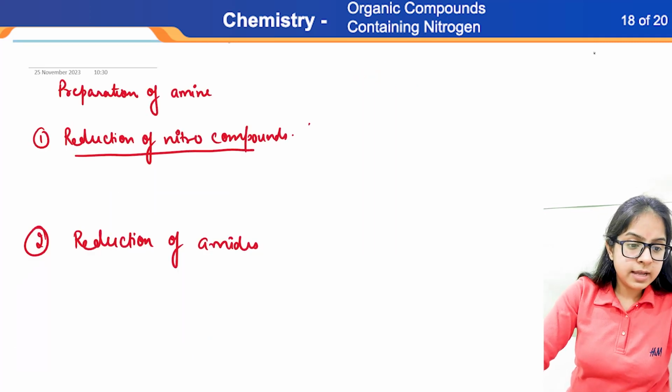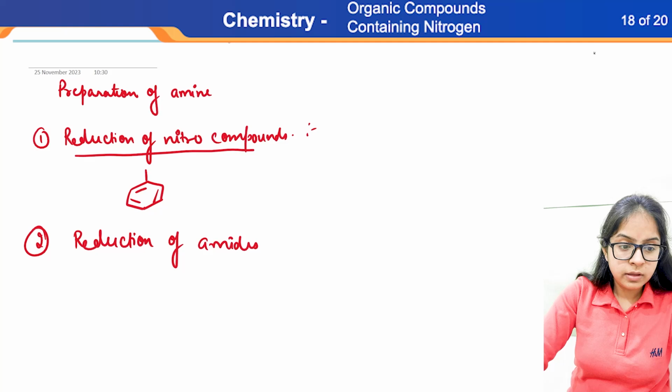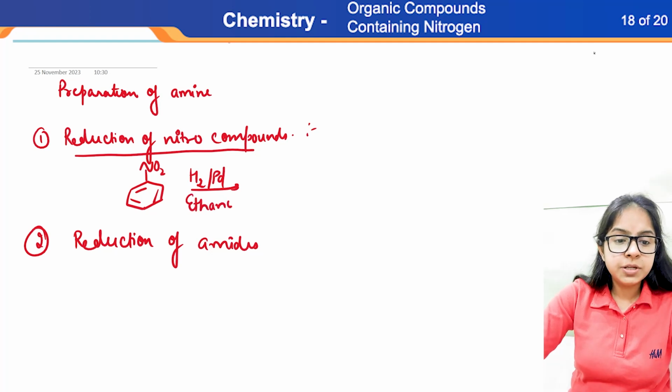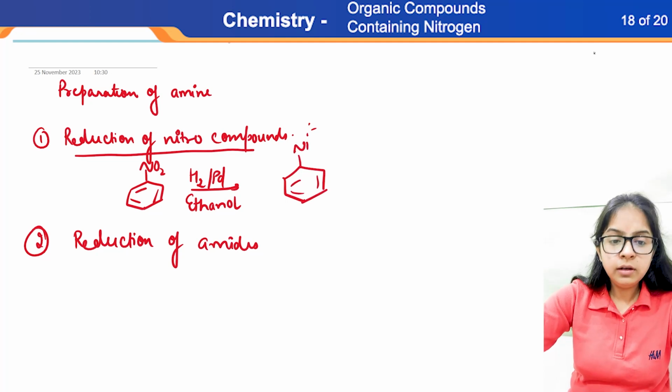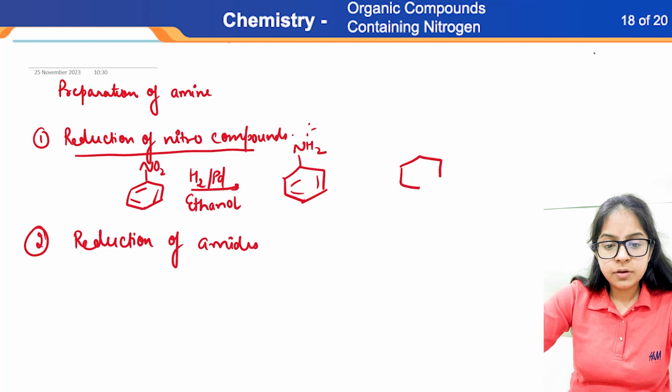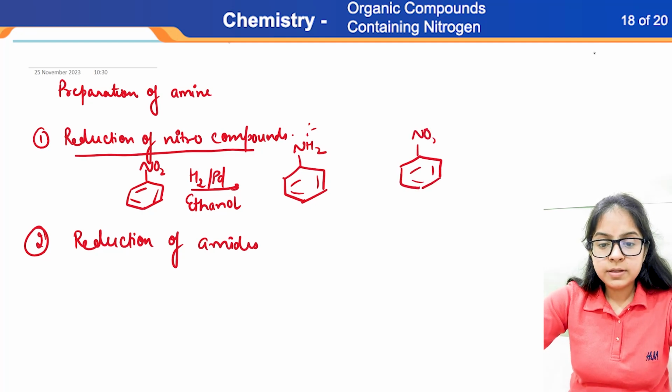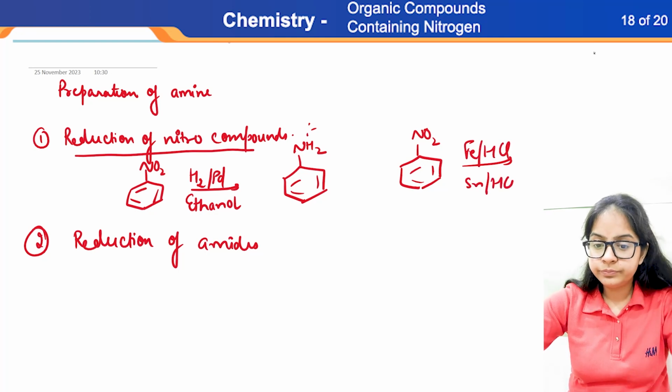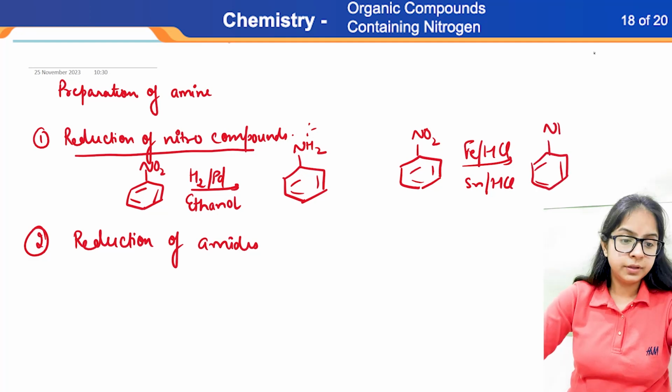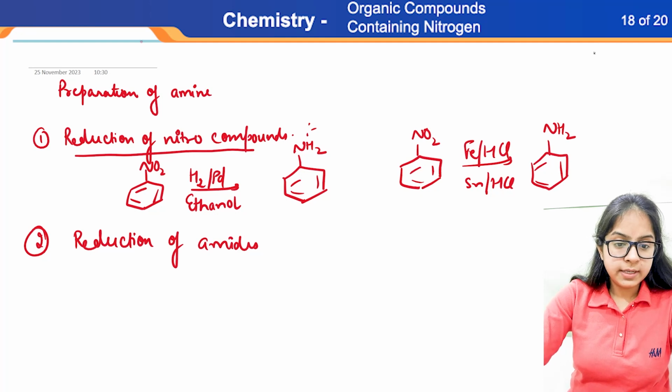I am putting this nitro group like this, NO2. After that, you can use hydrogen and palladium, and ethanol. Reduction means the removal of oxygen or the addition of hydrogen. Another nitro compound I am taking, and in the presence of iron and HCl or tin and HCl, you will get this NH2.